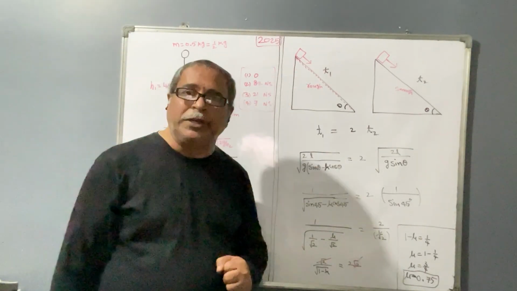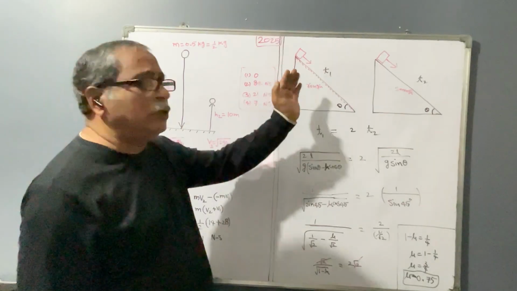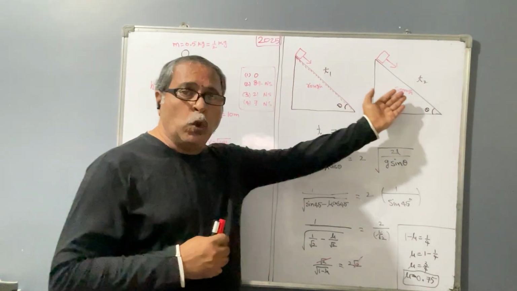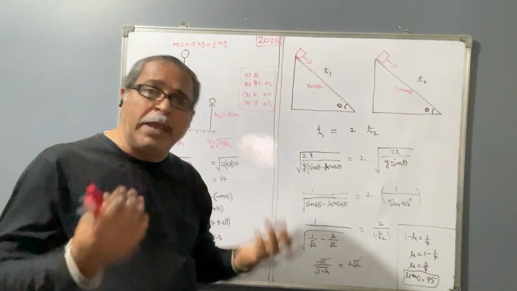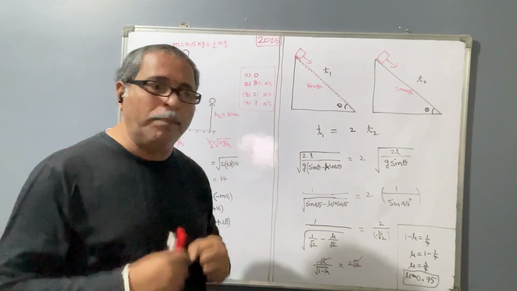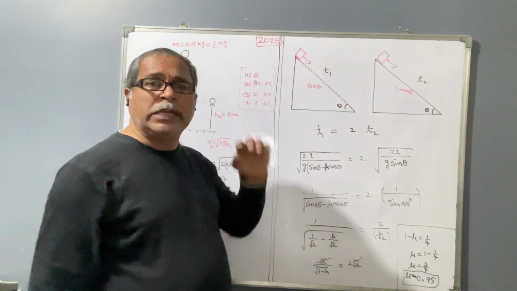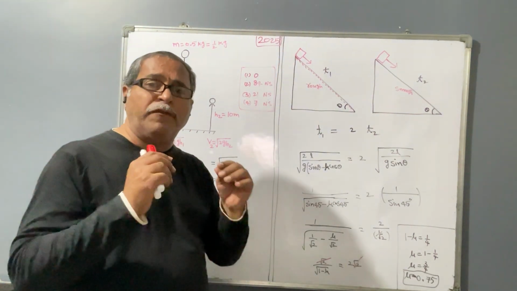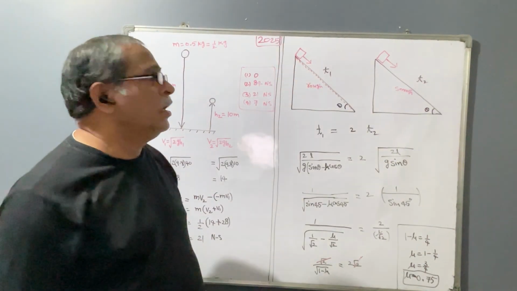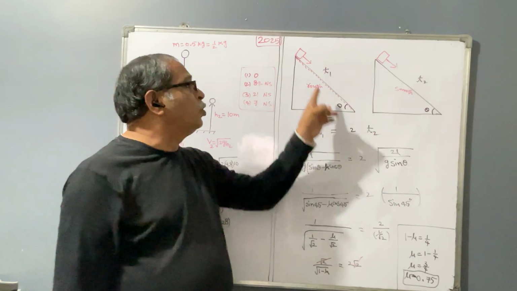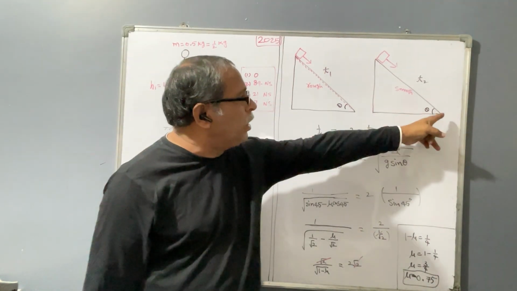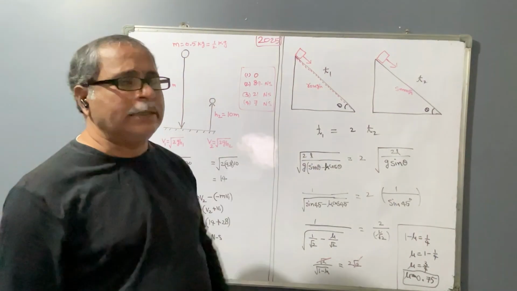Let's go to the second question. There are two inclined surfaces here, one rough and one smooth. They have the same length and the same angle of inclination, 45 degrees. A block is allowed to fall freely from the top of the inclined surface in both cases. In the first case, the time taken by the block to reach the bottom is T1. In the second case, it is T2.